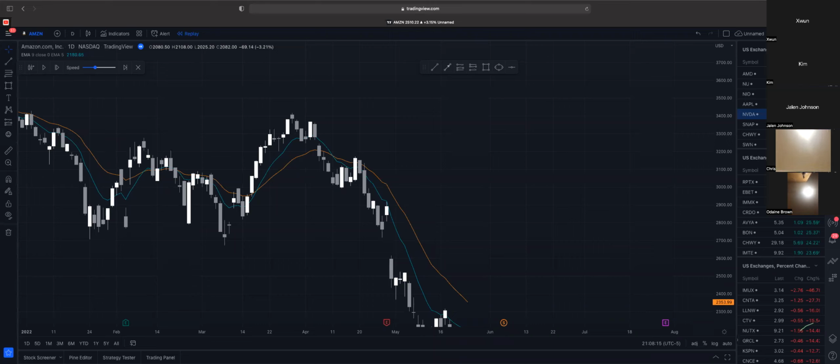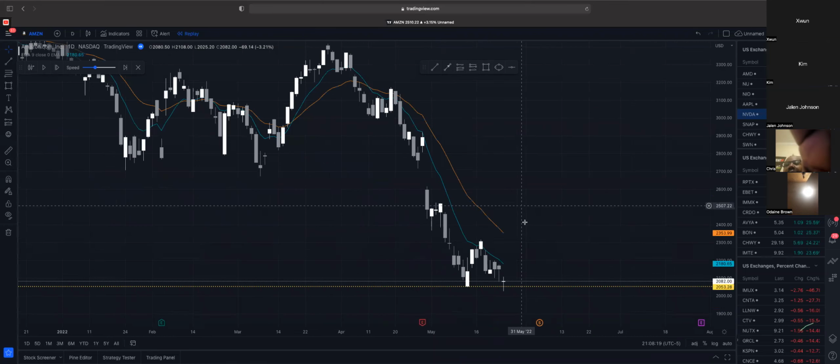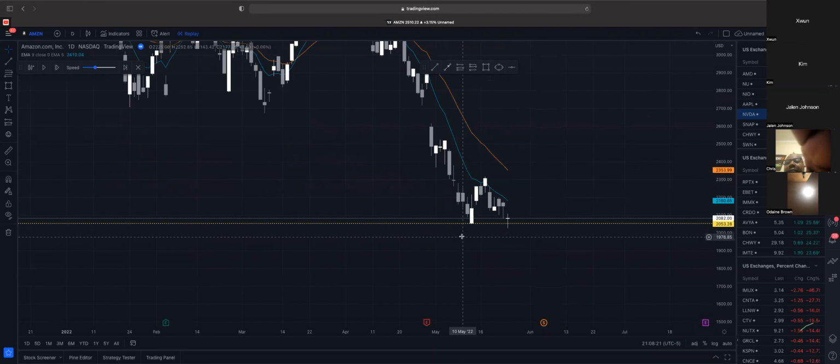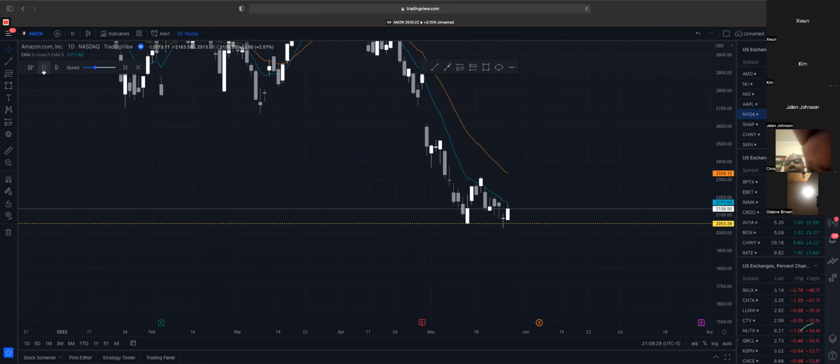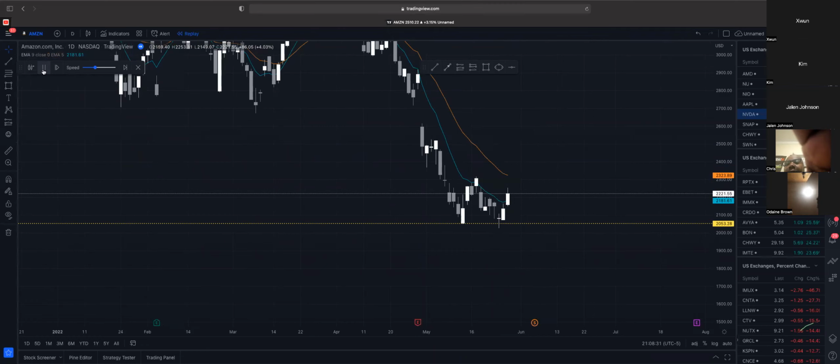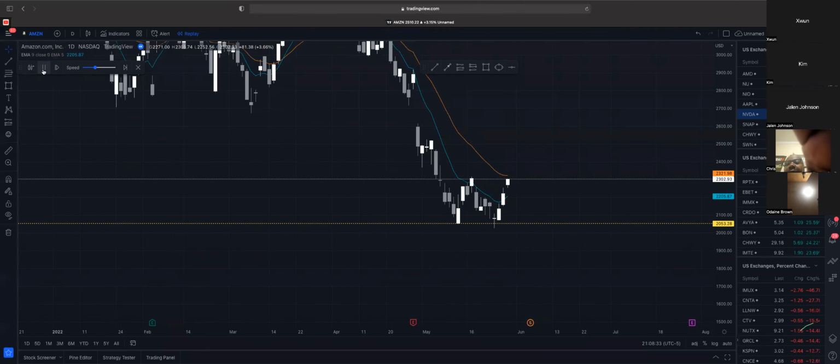That's the most important thing I'm looking at. As you can see, Amazon did exactly that. We had a potential double bottom. We were at a key level. And at this point, that's a trade. There we go. Boom. Took it. The neckline is my target. It hit. There we go.